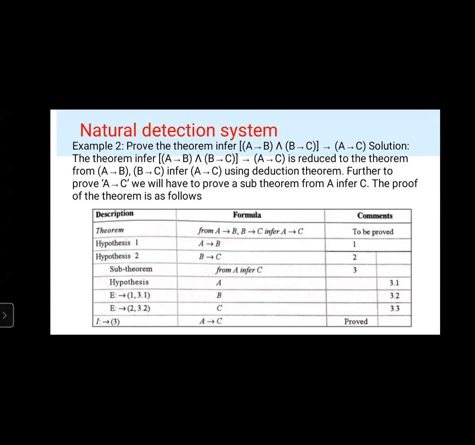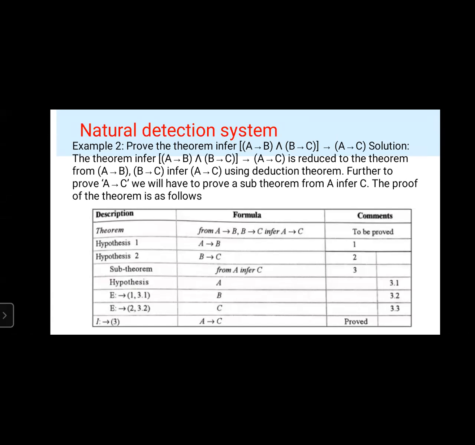A implies B. So you want to get B. Next, E implies 2 comma 3.2. So 2 comma 3.2 means I'm going to get C. So I got A, B, and C.